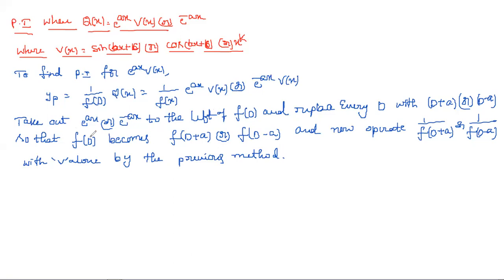So what is the first step we are saying? We need to take out e power ax or e power minus ax to the left of f of D. It means that if it is e power ax, you write it to the left, and then immediately substitute D as D plus a into v of x. Whatever D is in that polynomial, you substitute D plus a in its place. If it is e power minus ax, then substitute D as D minus a into v of x. And then you need to simplify that.